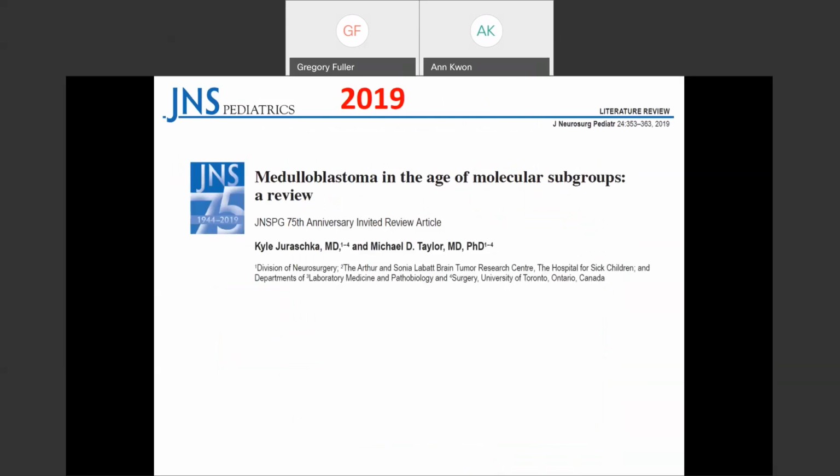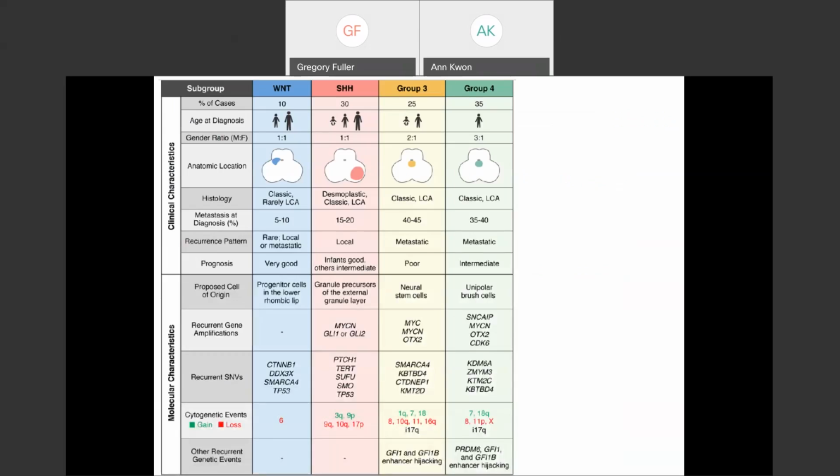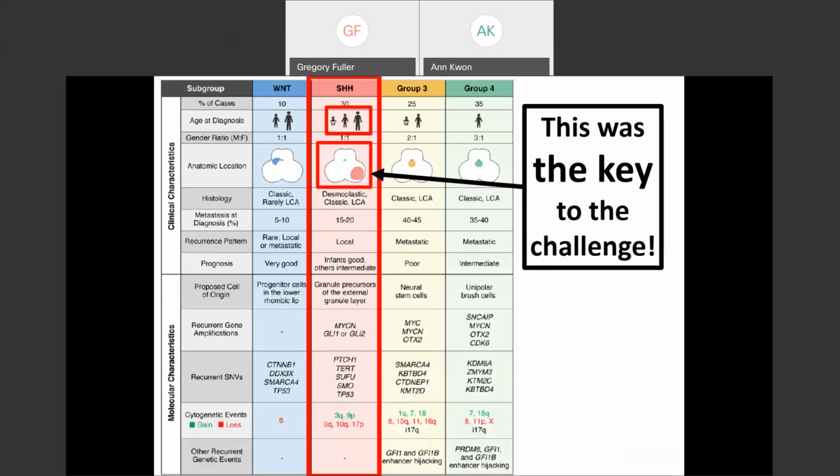All right, let's look at the molecular groups. I know we looked at this, I think, two weeks ago, this paper from 2019. It really is nice. Here's the summary of Wnt, hedgehog, group 3, group 4. This is what we're talking about now, sonic hedgehog. Look at the first red box. The little figure is the infant, that's infancy. Then the bigger person is childhood, and then adult on the far right. Note that the size indicates what it's more common in, and you can see it's definitely most common in adults. And then what's important, the key, is anatomic location.